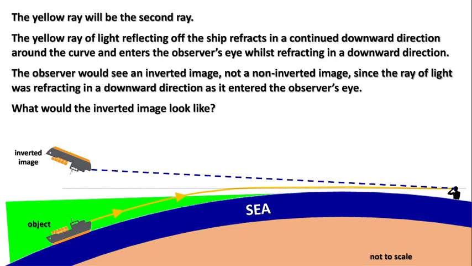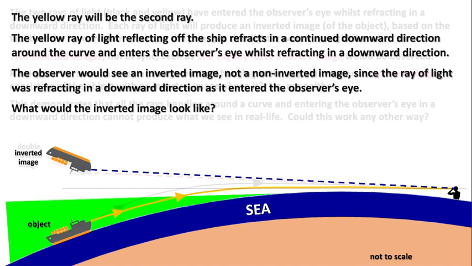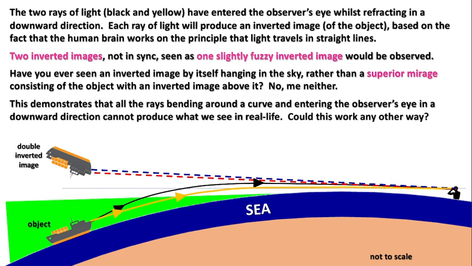The observer would see an inverted image, not a non-inverted image, since the ray of light was refracting in a downward direction as it entered the observer's eye. What would the inverted image look like? The two rays of light, black and yellow, have entered the observer's eye whilst refracting in a downward direction. Each ray of light will produce an inverted image of the object, based on the fact that the human brain works on the principle that light travels in straight lines. Two inverted images, not in sync, seen as one slightly fuzzy inverted image, would be observed.